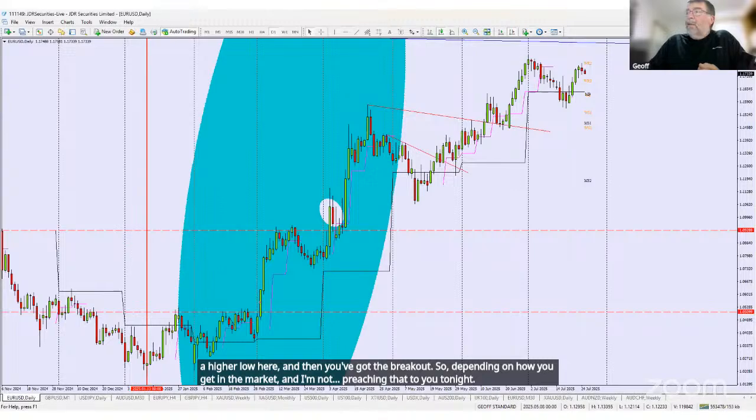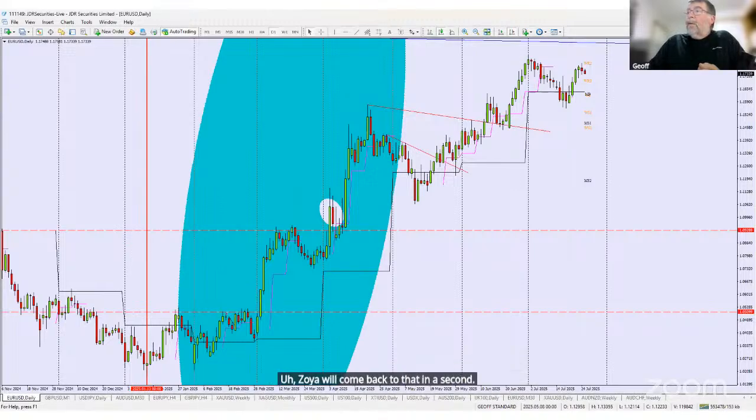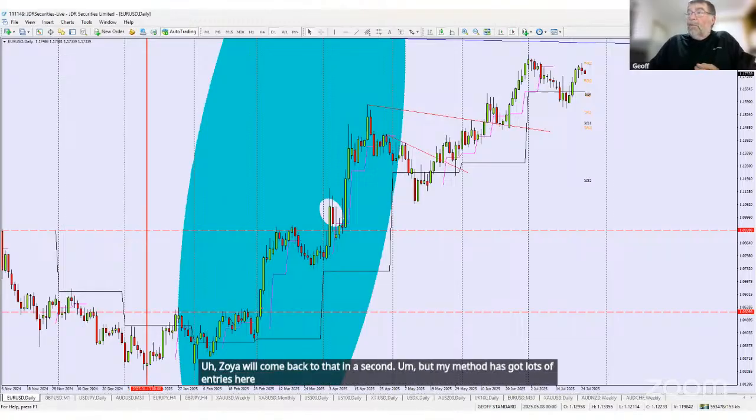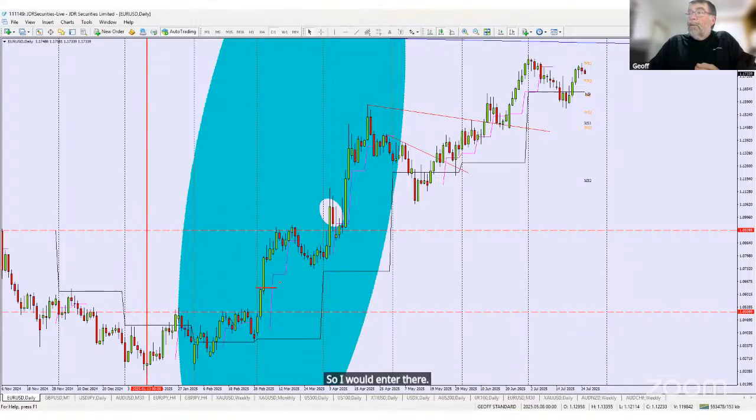I'll come back to that in a second. But my method has got lots of entries here. This is what I call a dominator. So I would enter there. I would then enter again here, break, retest. So I'd enter here and I'd go again.